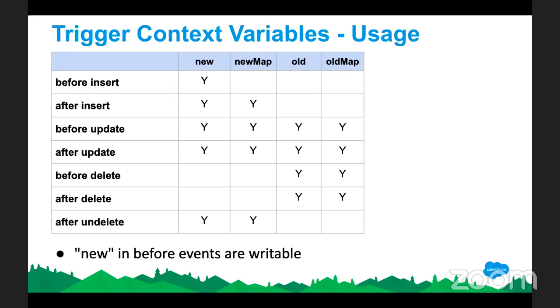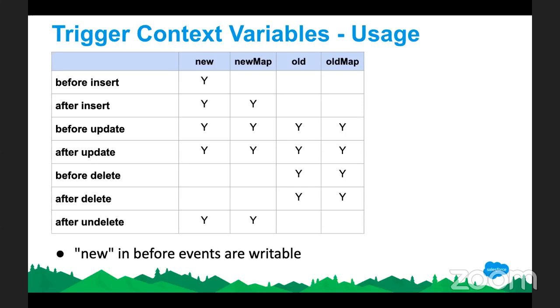The answer is pretty simple, because before happens before the data enters the database. At that time, these inserted records won't have an ID. To build a map, we need the ID. So it will have only the new list. After insert, nothing old, but once it enters the database, it will have an ID. So it will also generate a map with the ID.